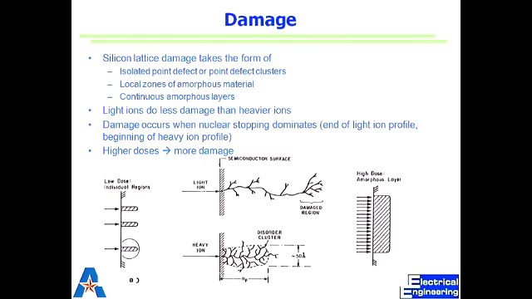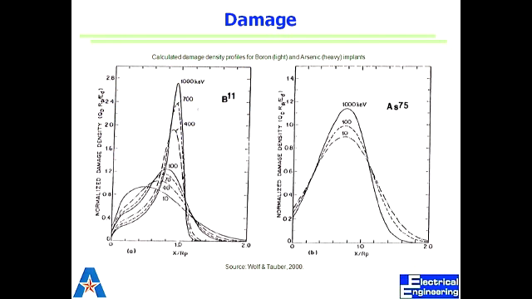Of course, more dose gives us more damage, right? This is just an example showing that a high dose can result in this whole region becoming amorphous compared to the rest of the material. And we don't want it to stay amorphous.